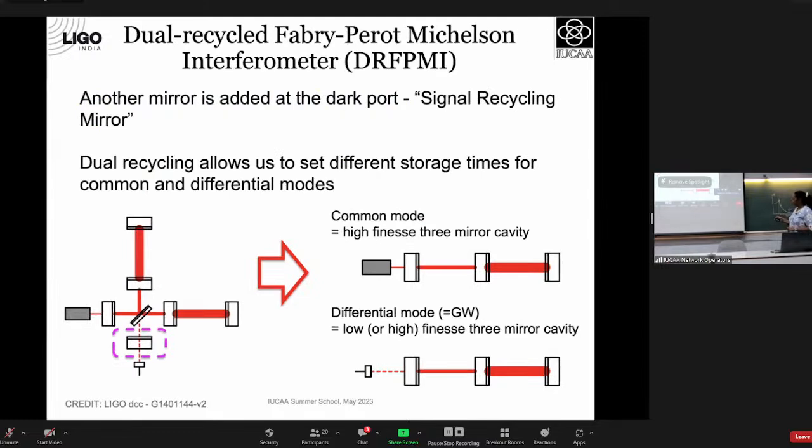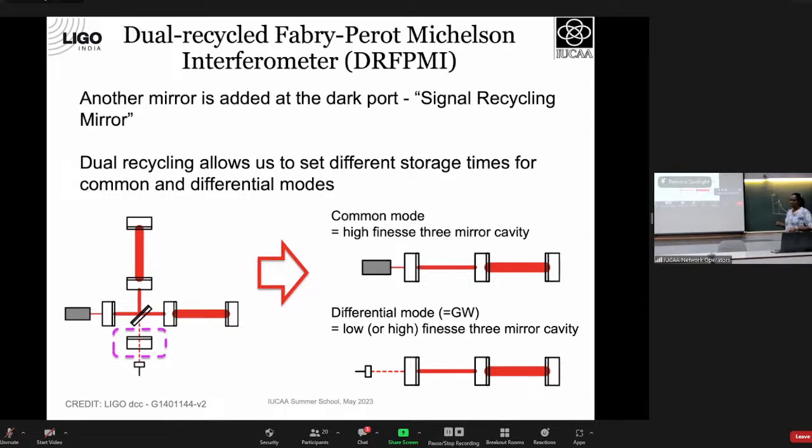So you saw there's another mirror also here. This is called a signal recycling mirror. Although it's called recycling, it doesn't have anything to do with recycling like we saw in the power recycling mirror. In here, what happens is more of a tuner to the detector. For the signal recycling mirror, the whole interferometer acts like another compound mirror. For the common mode, it looks like a high finesse three-mirror cavity, and for the differential mode, it looks like a low finesse three-mirror cavity. It is always a three-mirror cavity in this case, not like the other one.